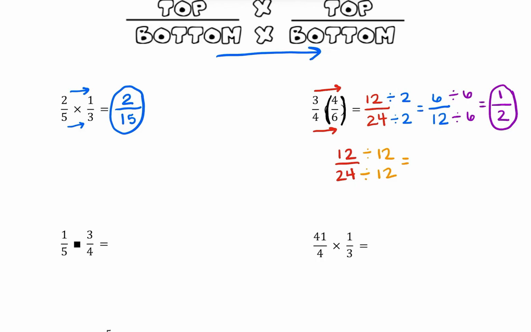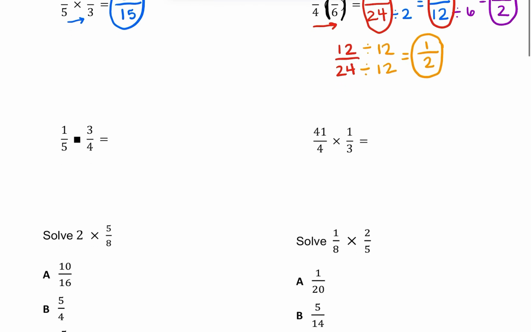So that would get me straight. 12 divided by 12 is 1. 24 divided by 12 is 2. So that would have gotten me straight to the 1/2. But all of these are equivalent fractions. So any of those would technically be correct. Okay. Let's move down here.